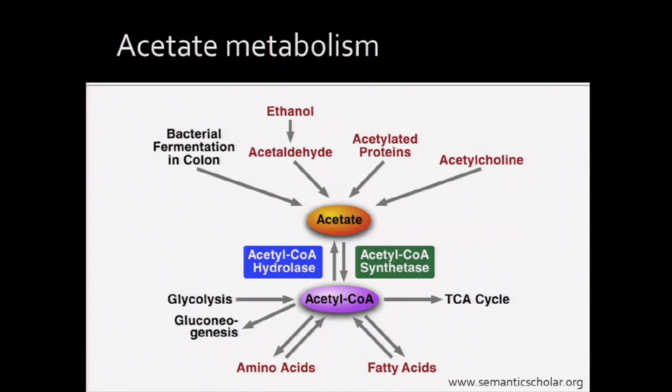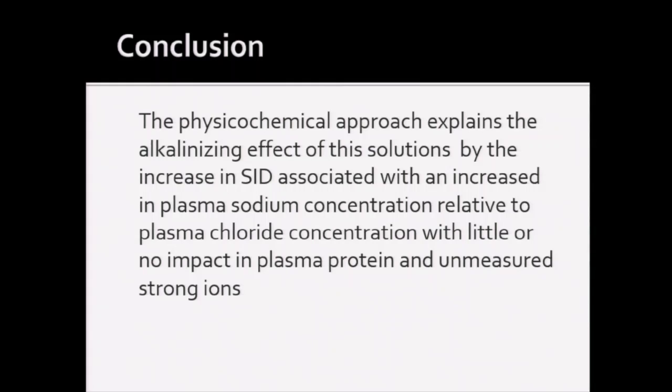But at no point in how acetate is used does it actually change over into bicarbonate. So I think a lot of the changes in the levels of arterial pH, as explained by the strong ion difference, come through the alkalizing effect of the solutions, where we have high levels of plasma sodium relative to chloride, and relatively little or no impact on plasma protein or unmeasured strong ions. So I think the sodium acetate effect is really through increasing the level of sodium and not having an impact on the levels of bicarbonate.